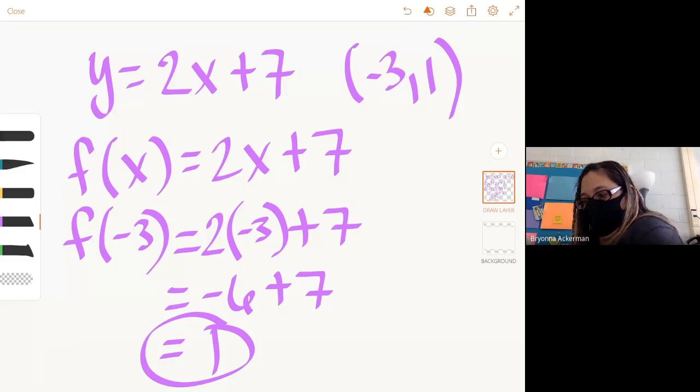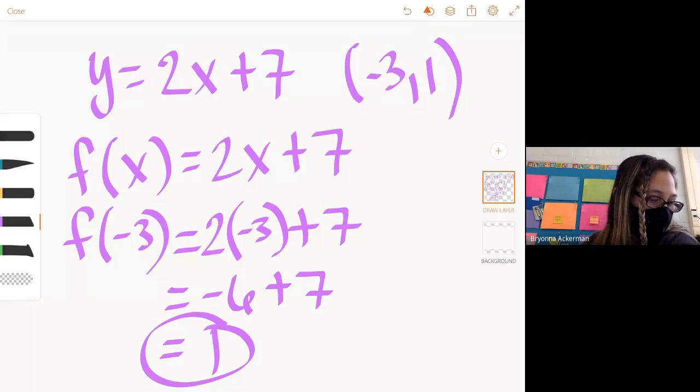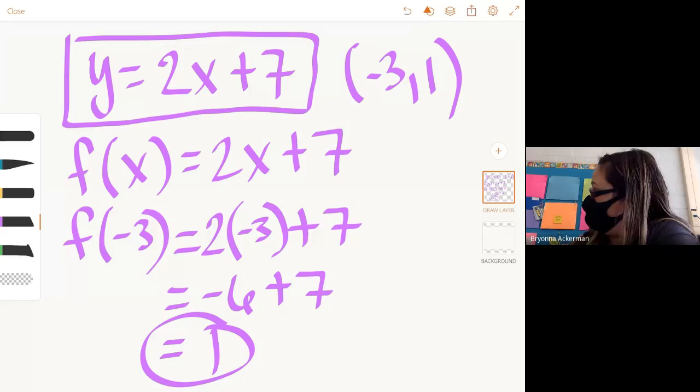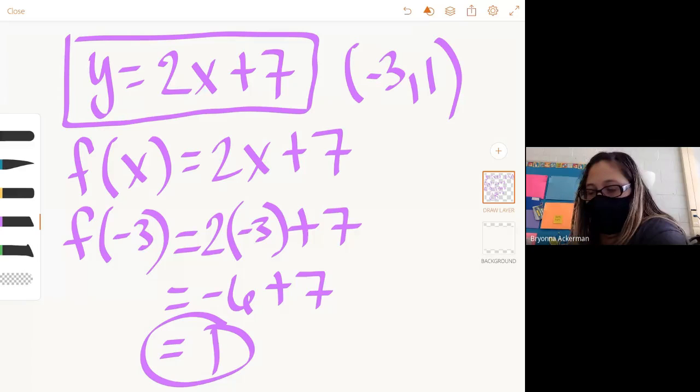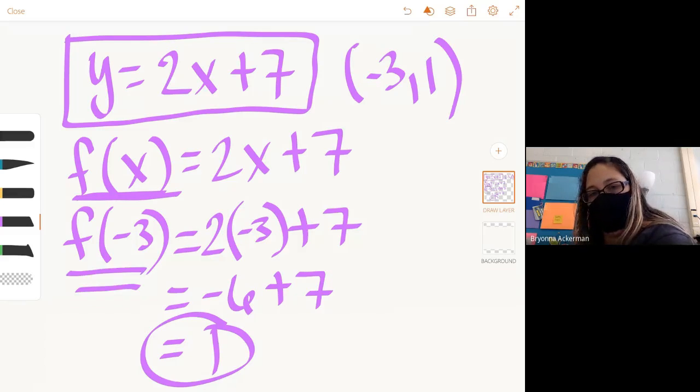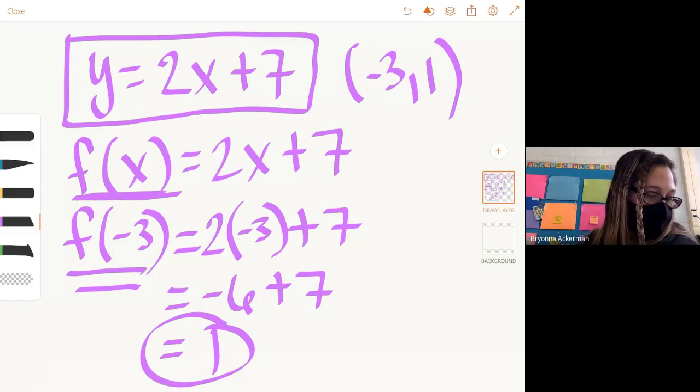So what was the other parts of this? I'm on the notes page, the second part of the notes page. All it's saying is, how do we write it in function notation? So we were given this equation, and it said to write it in function notation. That meant write it as f of x. And then later in the notes it says, we'll find it when it's f of -3. Yeah, it was given in the notes.